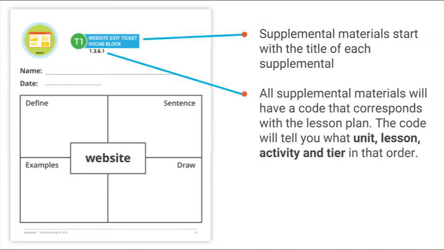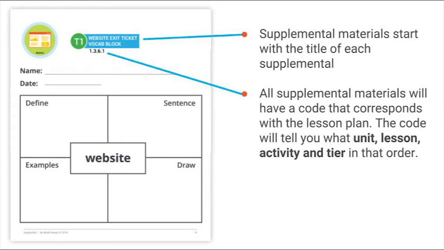You'll notice the numeric code underneath the title, 1.3.6.1. This number corresponds to the hierarchy of our curriculum. The 1 represents Unit 1. The 3 is Lesson 3. So this is the third lesson in Unit 1. The number 6 represents the activity number of this lesson. So this is coming after 5 other activities. The 1 at the end represents that this is a Tier 1 resource.